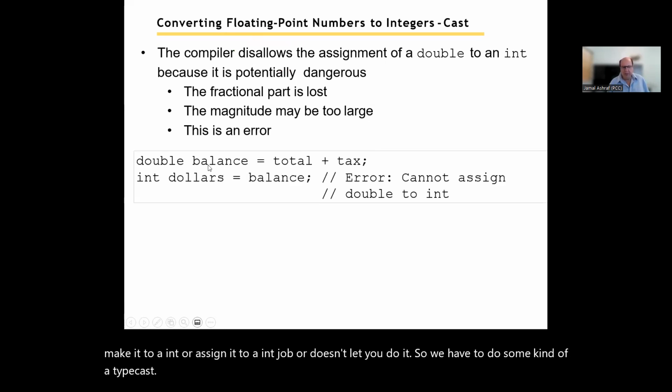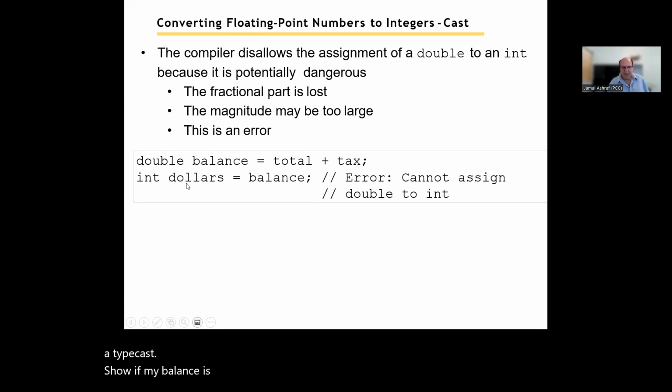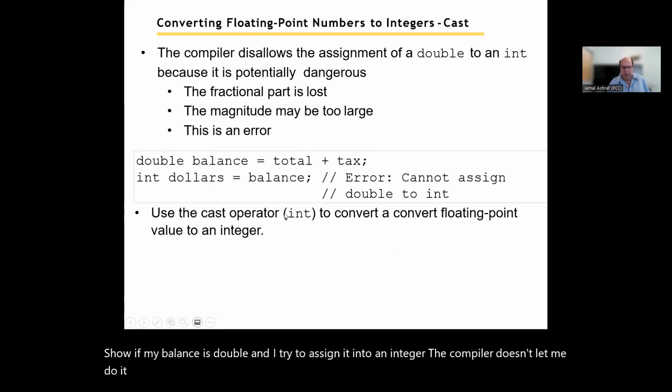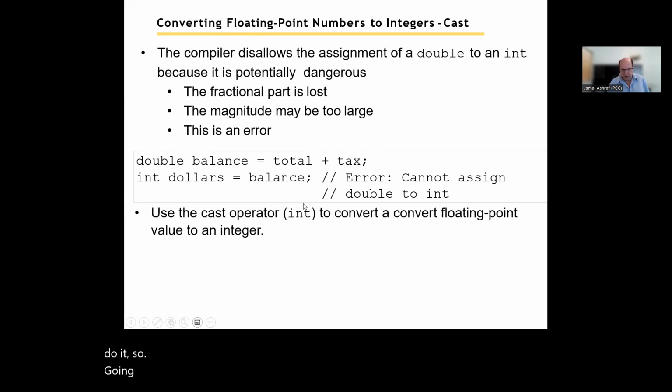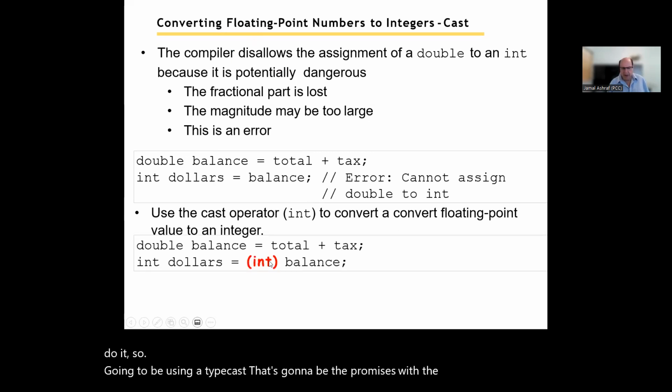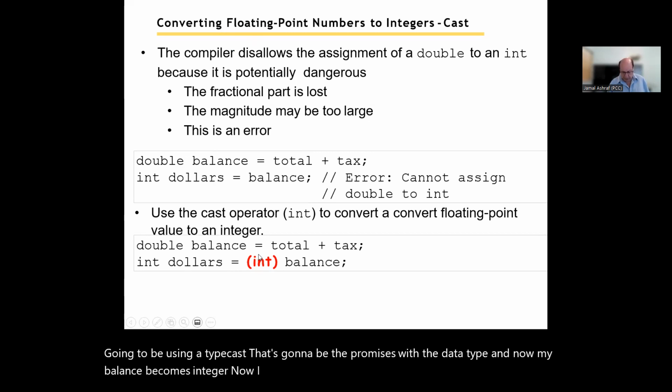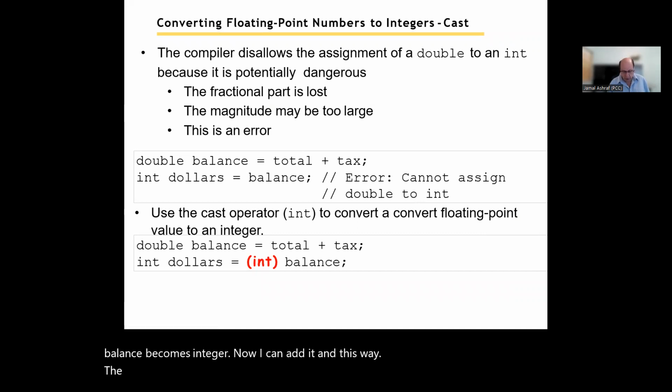So if my balance is double and I try to assign it into an integer, the compiler doesn't let me do it. So I'm going to be using a typecast. That's going to be the parentheses with the data type. And now my balance becomes integer. Now I can add it. And this way, the compiler is sure that I know what I'm doing. I would purposely want to change this to the int.